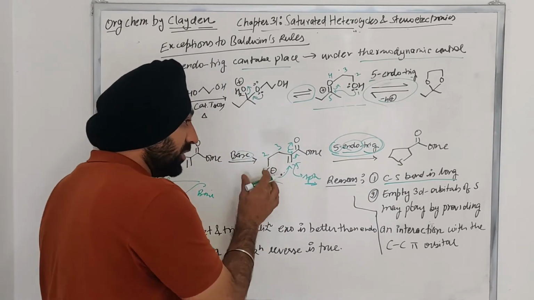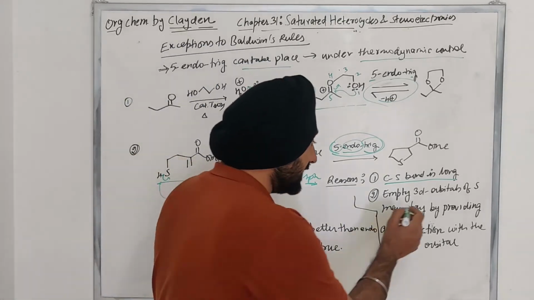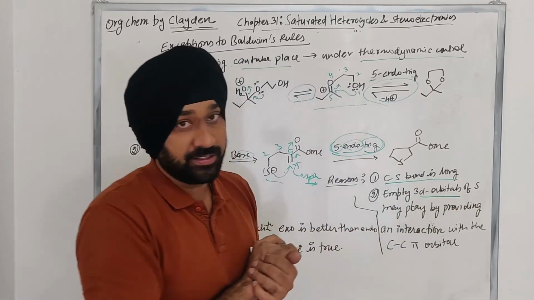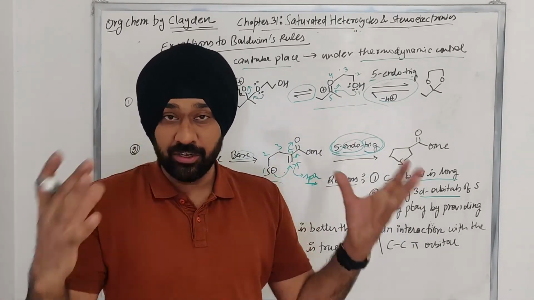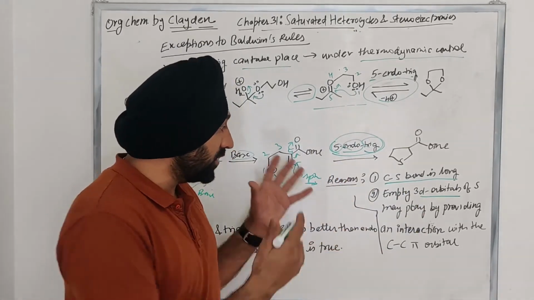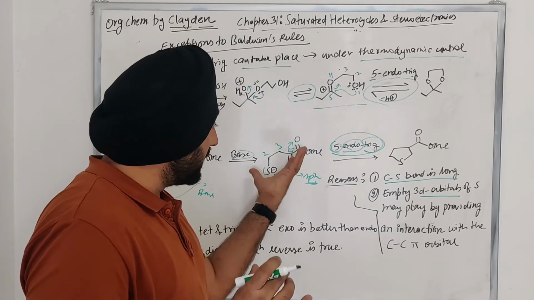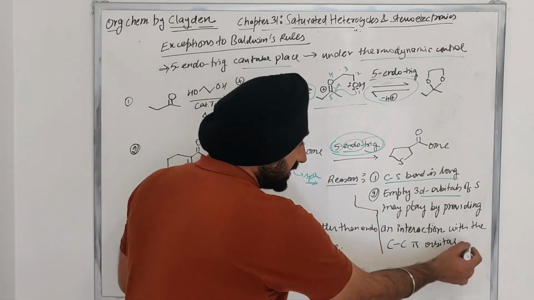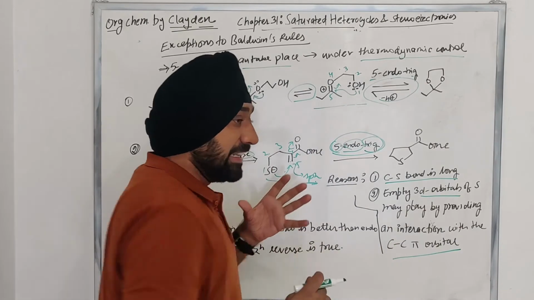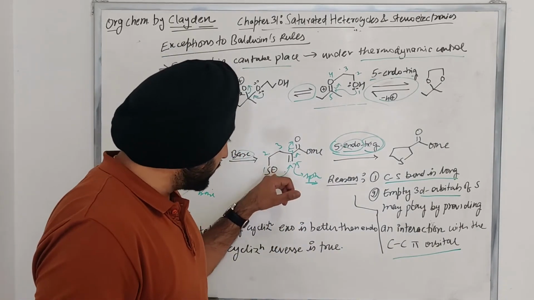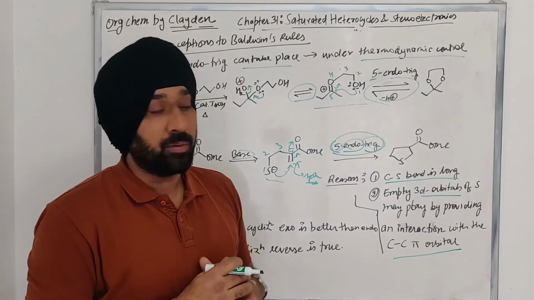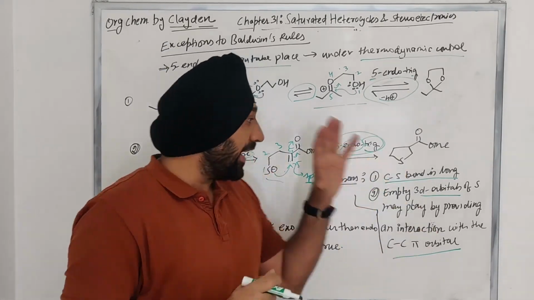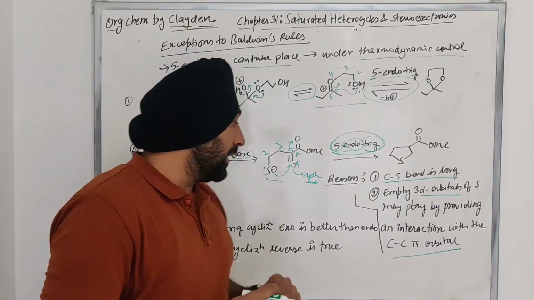The second thing: we know what sulfur has. Sulfur has these empty 3d orbitals, and we know that 3d orbitals are more diffuse. As a result, what might be happening? They might be interacting with the pi orbitals of this carbon-carbon double bond. Because of this interaction, the negative charge can reach the sigma star orbitals of the carbon-carbon double bond. So these are the two reasons to explain this observed phenomenon.